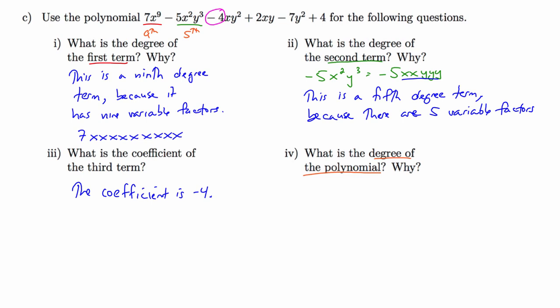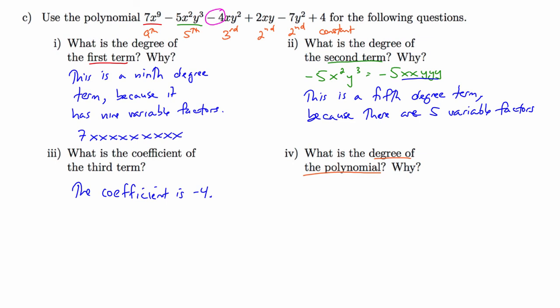If we look to the third term, there's an x and 2 y's. That would be a third degree. If we look to the fourth term, there's an x and a y. That would be a second degree. On the next term, there's a y squared, meaning 2 y's. That's also a second degree. And the 4 by itself is what we call a constant term because there are no variable factors.